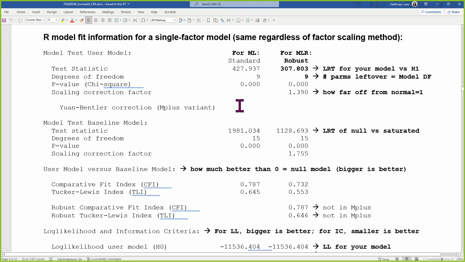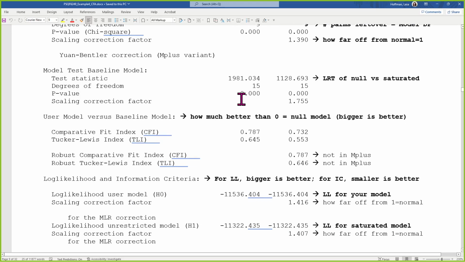Here's the same stuff in R. It's all the same numbers, just rearranged. So you'll have to do a little bit of searching to find the right stuff. It adds some extra versions of fit indices that are not in M+, which means I'm not going to ask you about those in homework. But otherwise, exact same values and exact same conclusions.